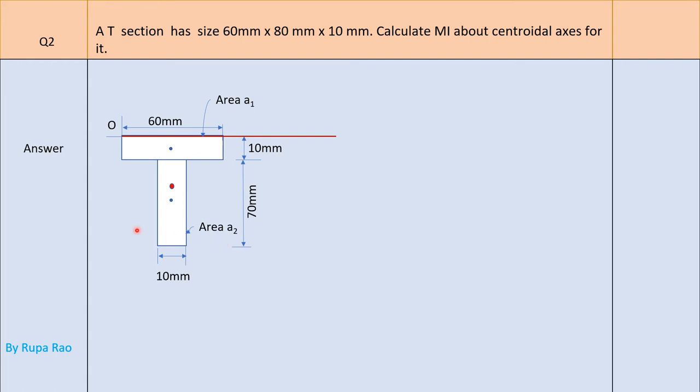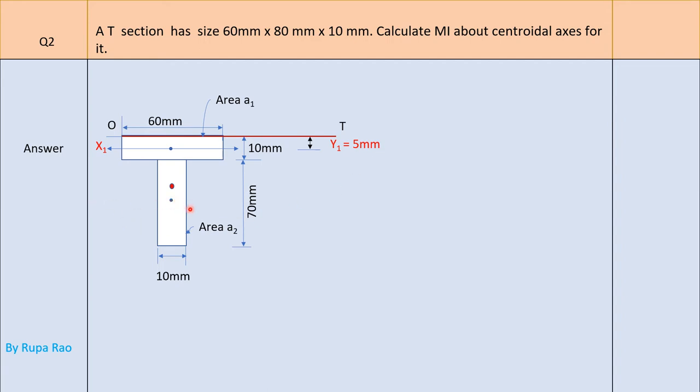Here first we take this reference line as OT, and from this reference line we will first find the centroidal axis of the T section. How do we do it? This is the horizontal axis x1 for area A1. The top horizontal rectangle, the flange, we will take as area A1, and this vertical rectangle which I am showing here we will take as area A2. For area A1, the centroidal axis x1 is at a distance from the reference line of 5 mm, half of 10. So this vertical distance we call y1, and y1 is equal to 5 mm.